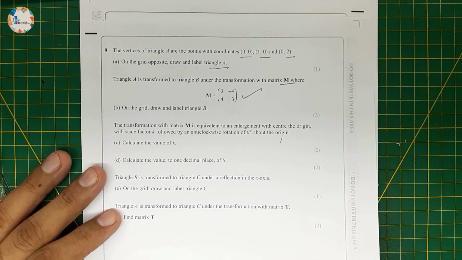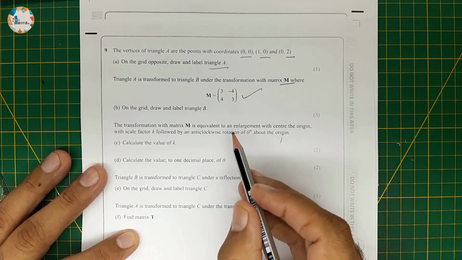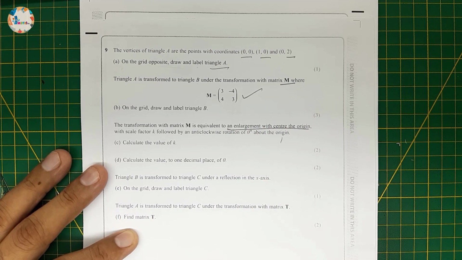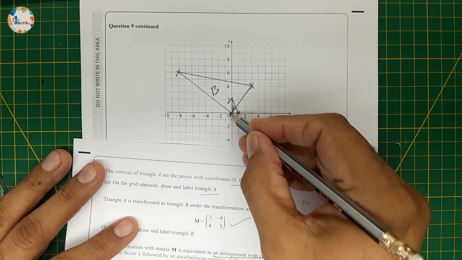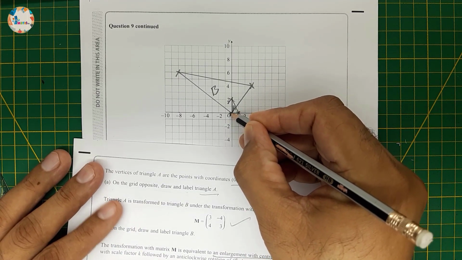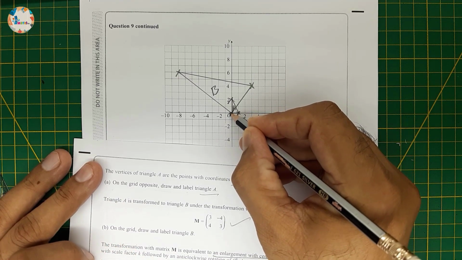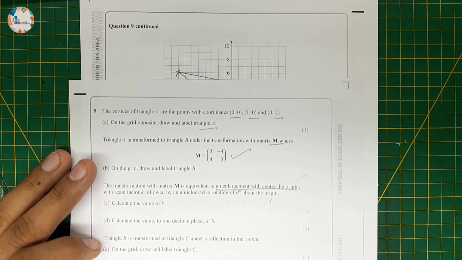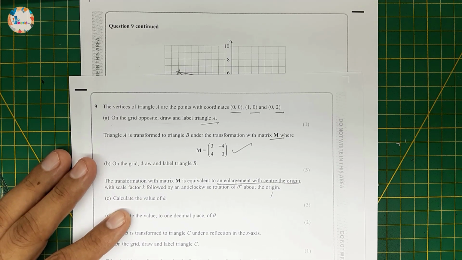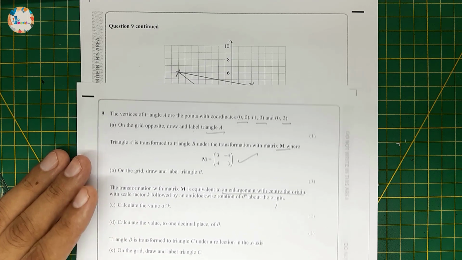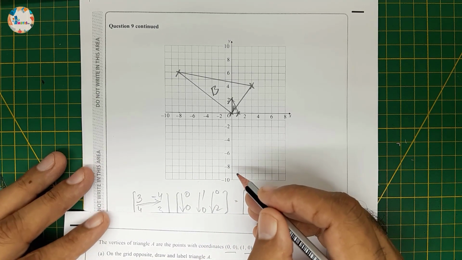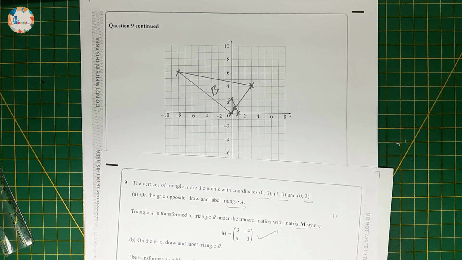B part is done. The transformation with matrix M is equivalent to an enlargement with center the origin, by scale factor K, followed by the anti-clockwise rotation by some degrees about the origin. Calculate the value of K. So we have to find the value of K in part C. So we can calculate for part C.